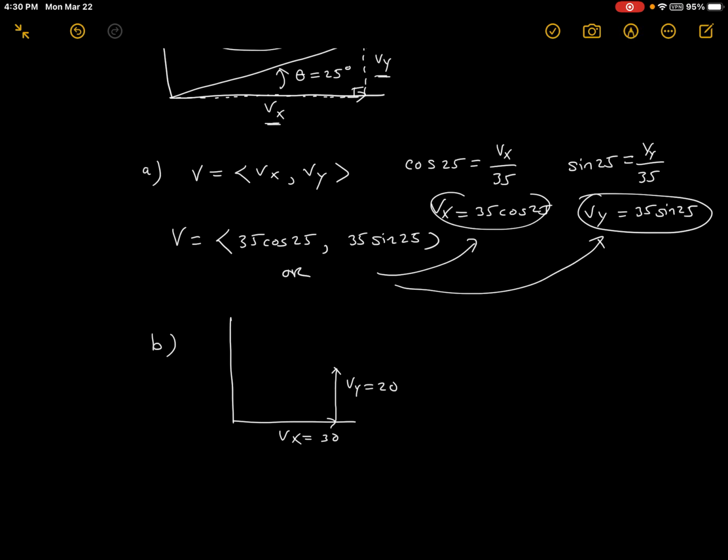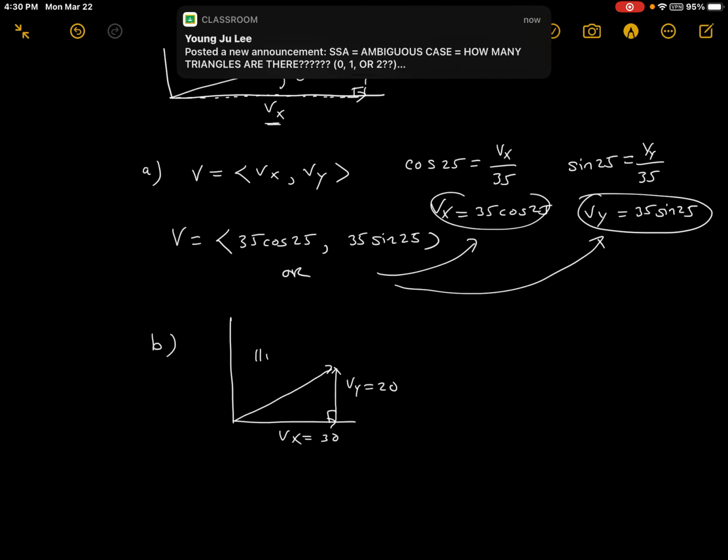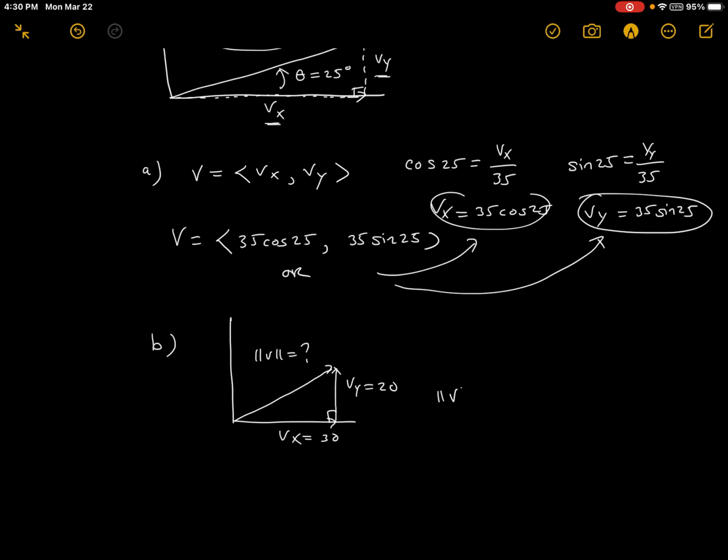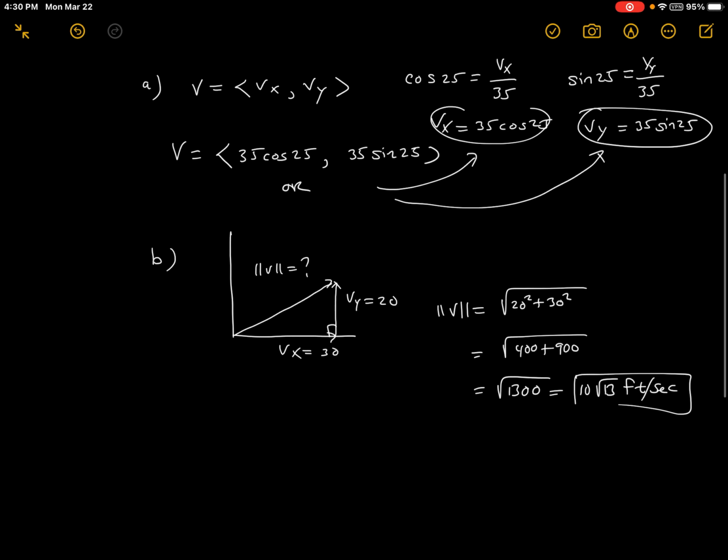And what they want you to do this time is to find the resultant. This would be the resultant. So in other words, what is the magnitude of v? The magnitude of v is equal to the square root of 20 squared plus 30 squared. That's just using the Pythagorean theorem. You're going to get 400 plus 900, square root of 1300, which is 100 times 13, which is 10 root 13 feet per second. Okay, so there is my resultant, or my magnitude of v, just using Pythagorean.